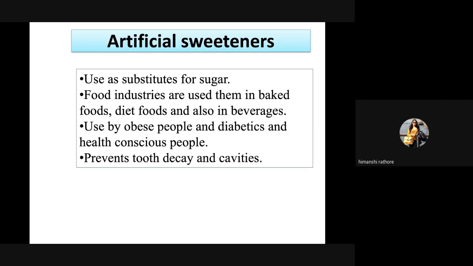Then we talked about artificial sweeteners. Artificial sweeteners are substitutes for sugar, but they are not giving you glucose; they are giving you aspartame, which is another form of sugar. That is why in India diabetic people use sugar free tablets in their tea and in their sweet dishes, because they are not providing direct glucose, they are giving aspartame, which is also sweet in nature. Some diet conscious people also use aspartame as a substitute for sugar, because they have a fear of gaining weight, and it also prevents tooth decay and cavities.